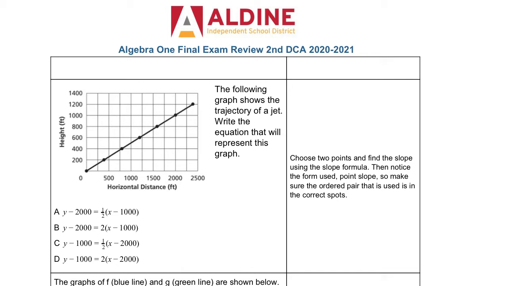So for this one it says, the following graph shows the trajectory of a jet. Write the equation that will represent this graph. And then on the side it says, choose 2 points and find the slope using the slope formula. So slope formula, if you have forgotten, this is m equals y2 minus y1 over x2 minus x1.